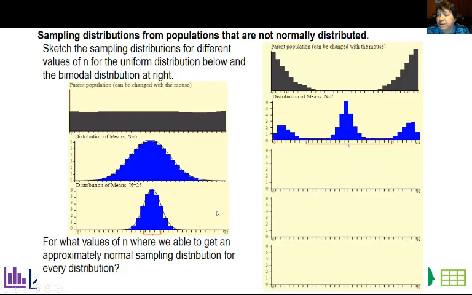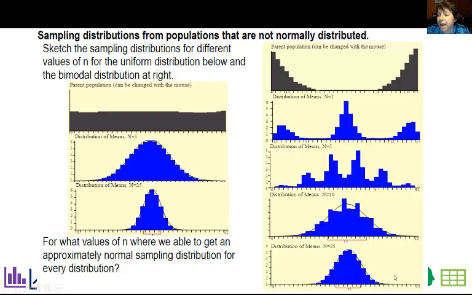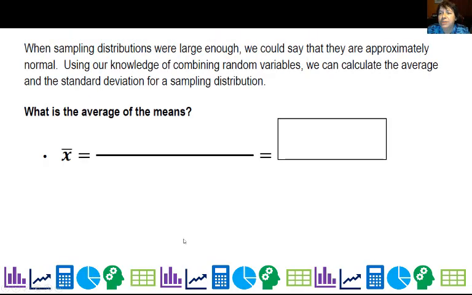So you would go ahead and fill in these sketches in your notes. And you can see for what values of n we were able to get an approximately normal sampling distribution for every distribution, whether it was really crazy like this or this. Well, once we got up to about 25, we had a very nice value. But in reality, we're going to use a slightly more conservative value of 30. But we were able to demonstrate it with 25. All right, so when sample sizes are large enough, we can say that the sampling distributions are approximately normal.